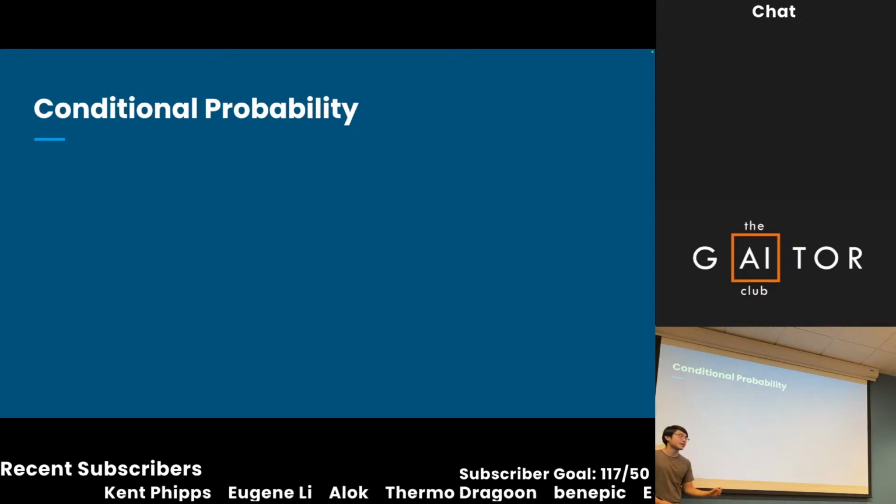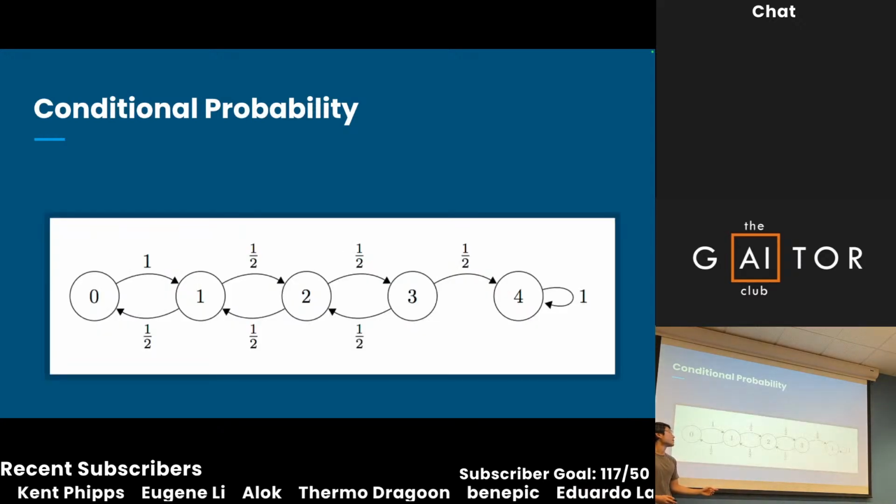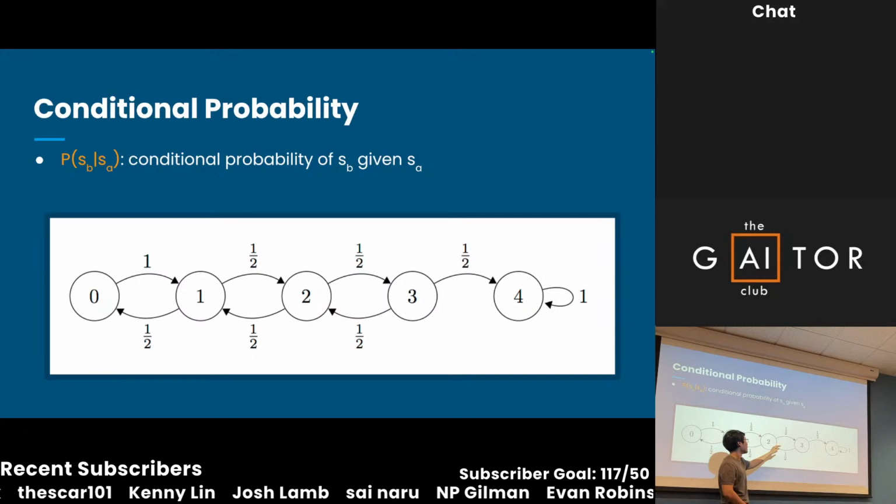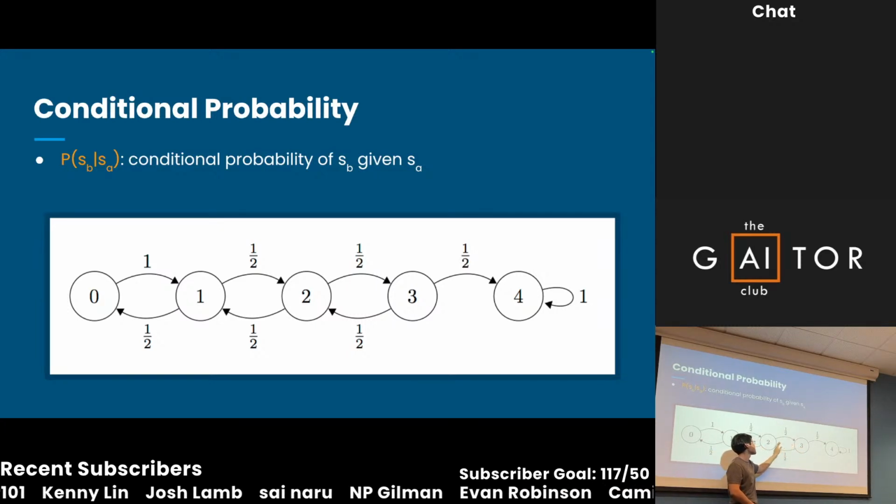So now we're going to discuss something called conditional probability. This is going to be a little bit of notation. So essentially, you have this probability again, the probability of being in the state B given the state A is that conditional probability. This bar in the middle is read as "given." So what this means is that if you're in state A, what is the probability that you're going to transition into the state B? For example here, the probability of state 1 given state 0 is 1, or 100%. And the probability of state 3 given state 2 is 1/2.